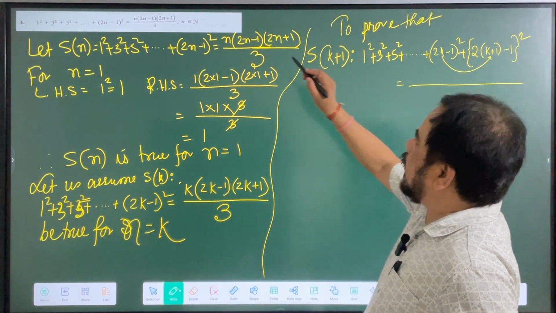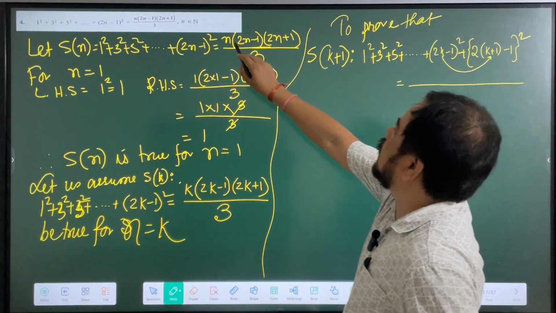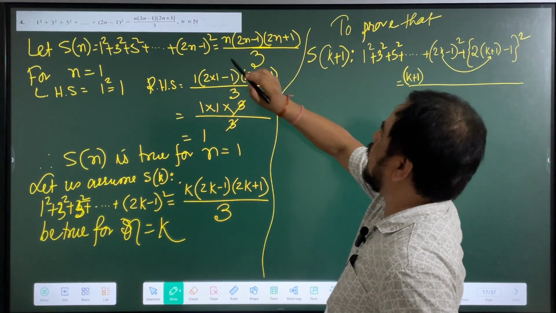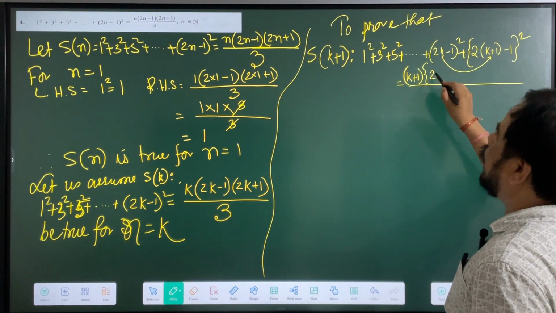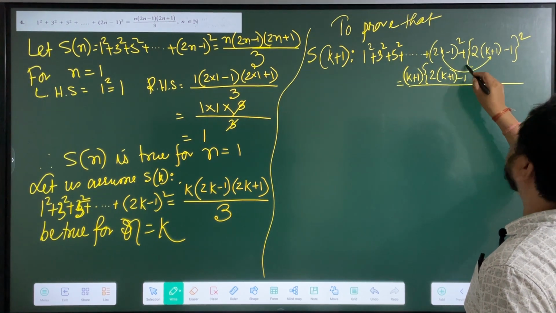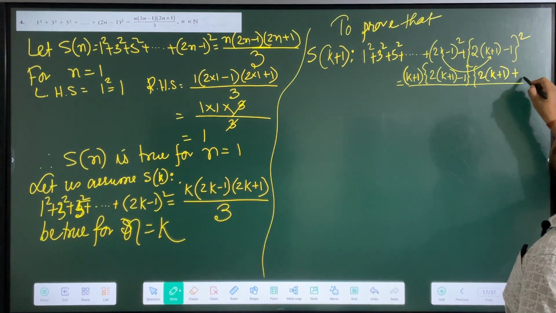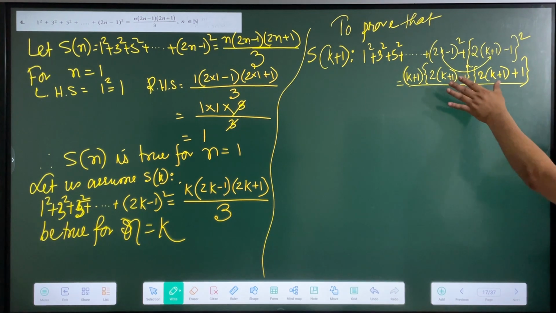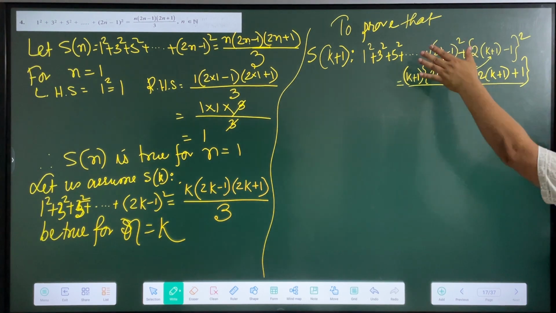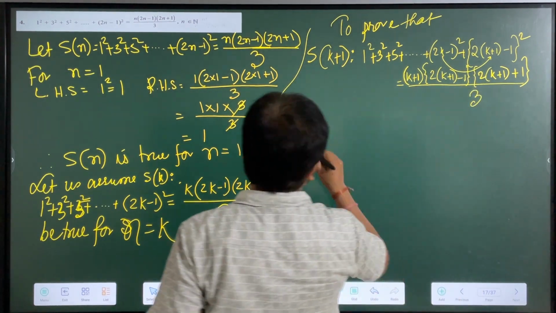In place of n we have to write k plus 1. N means k plus 1. I have written k plus 1 for n. Next, in place of n in 2n minus 1, k plus 1, then minus 1. Next, 2n plus 1 becomes 2 into k plus 1 plus 1, by 3. This is the right hand side, and this is the left hand side. We will do the calculation from the left hand side so that we get the right hand side.